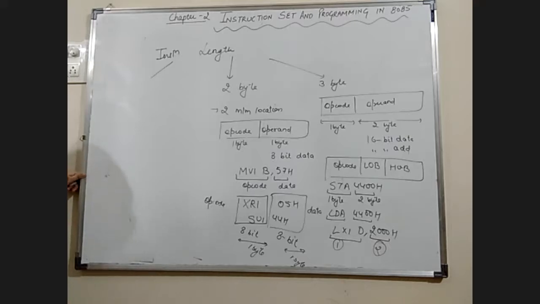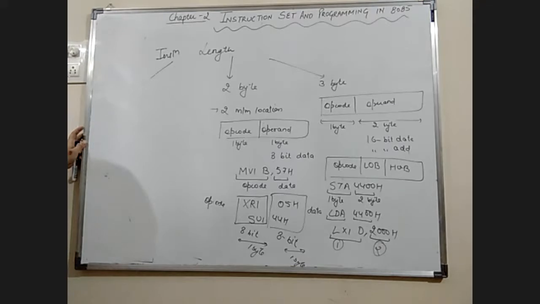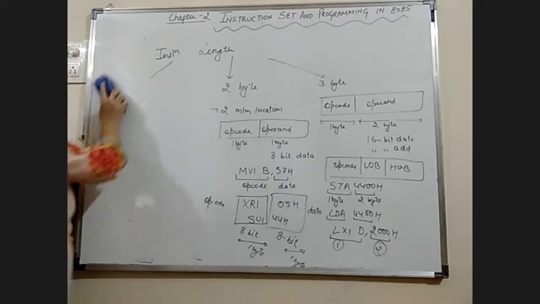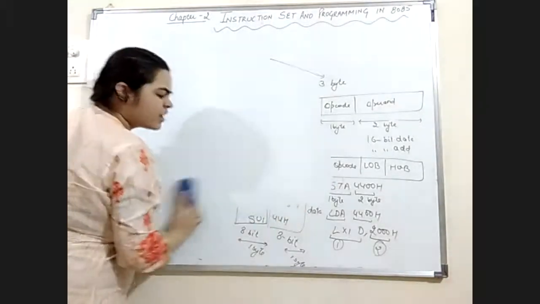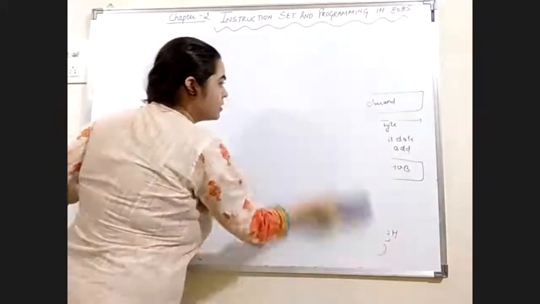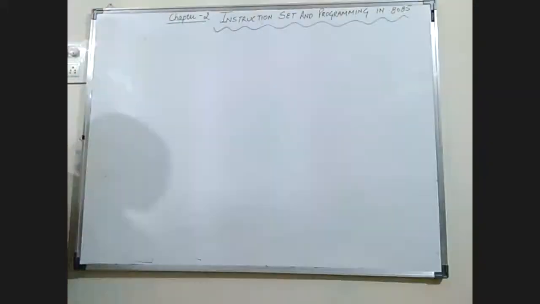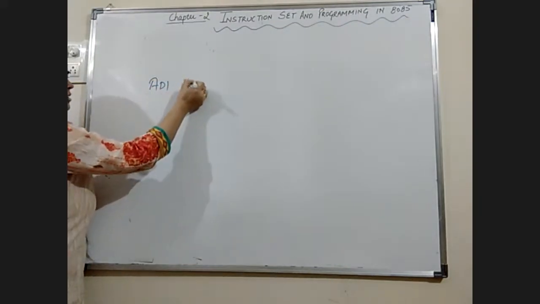Means we have different types of mode. According to those modes we can specify the data. Okay, so we have different ways by using which we can specify the data. Suppose I want to add some data with the contents of the accumulator, then there are different ways by using which we can add the data with the contents of the accumulator. First way is we have an instruction that is ADI. Suppose we have a data 20H.